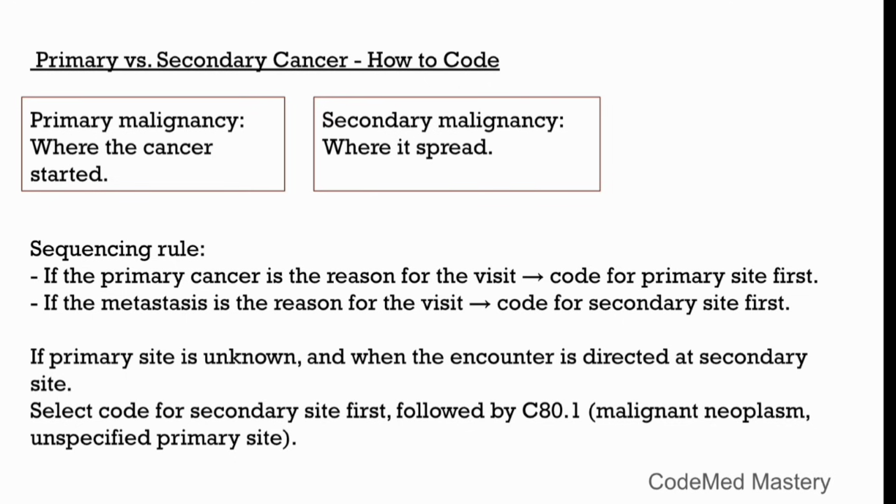If the primary site is unknown and the encounter is directed at the secondary site, select the code for the secondary site first, followed by C80.1, which is malignant neoplasm, unspecified primary site, because the primary site is unknown.